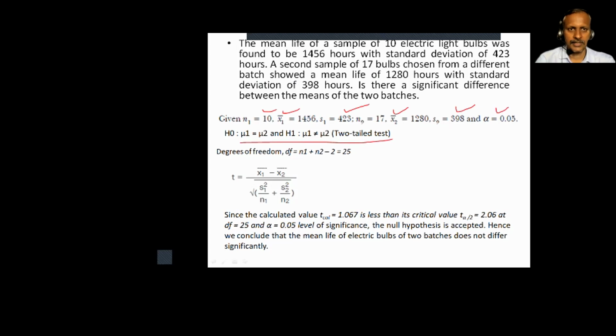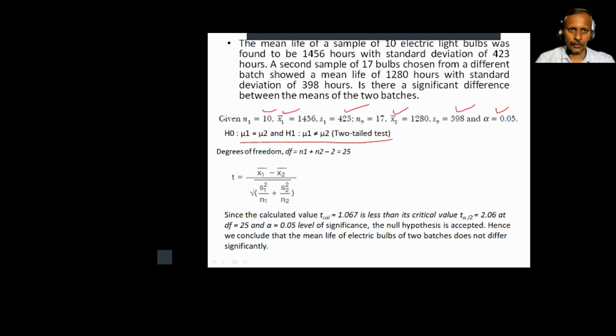Our hypothesis statement says that mu1 is equal to mu2, and H1, that is the alternate hypothesis, says that mu1 is not equal to mu2. It means that there is no difference between the first and second samples, whereas the alternate hypothesis says that they are not equal and there is a difference between these two samples.